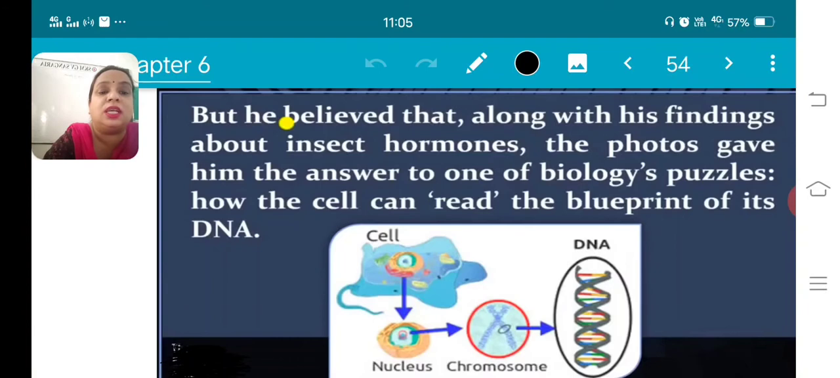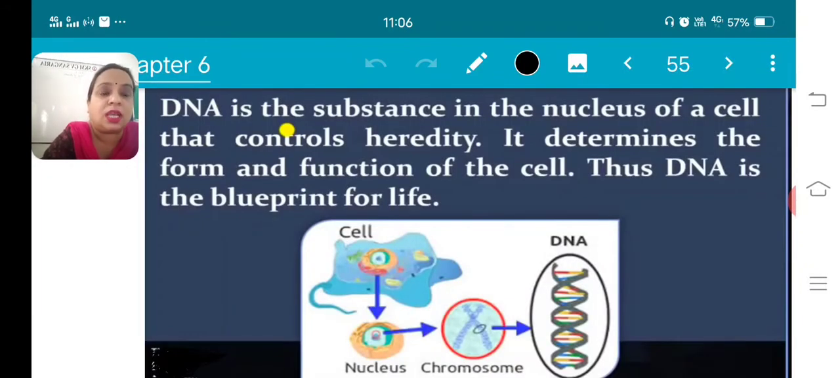So first he discovered the cell, then the nucleus, then in the nucleus he found chromosomes, and in chromosomes he got DNA also. So here he came to the realization that this study on the insect hormone had solved one of the big puzzles of biology, and it had solved the mystery of how cells read the blueprints of their DNA. DNA is the substance in the nucleus of a cell that controls heredity. It determines the form and the function of the cells, thus DNA is the blueprint for life.